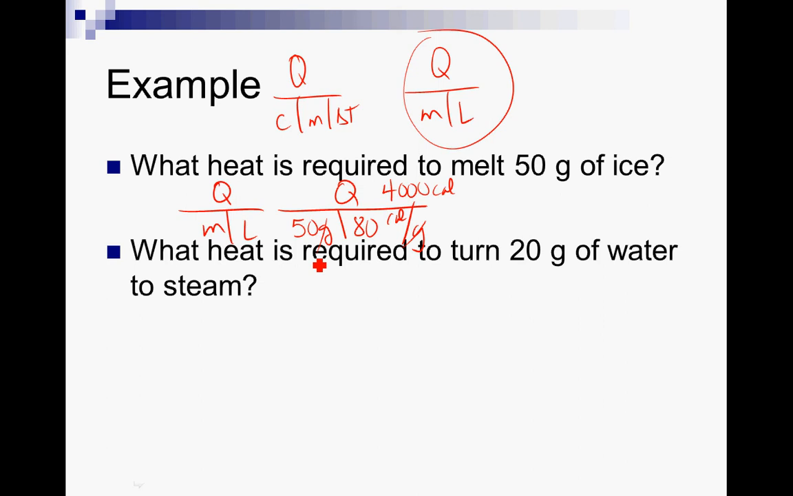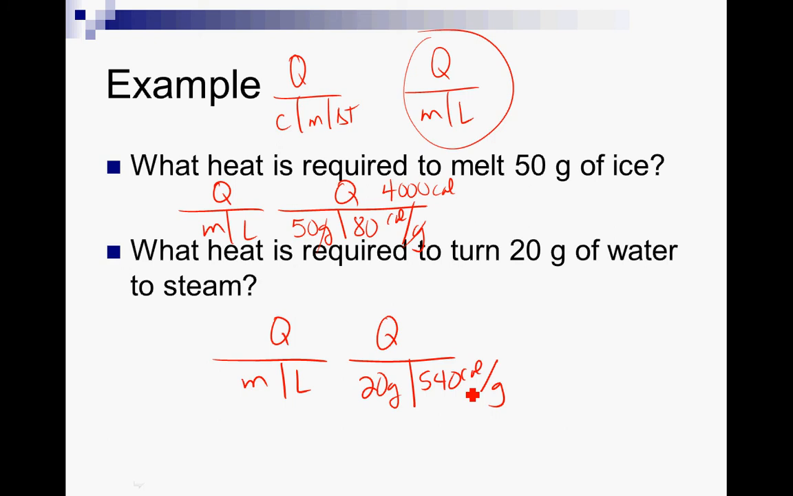What heat is required to turn 20 grams of water to steam? This is the same formula, but now we're turning this 20 grams of water into steam. That takes 540 calories for every gram. That's the latent heat of vaporization. So when I take 20 times 540, I get 10,800 calories to turn 20 grams of water into steam.